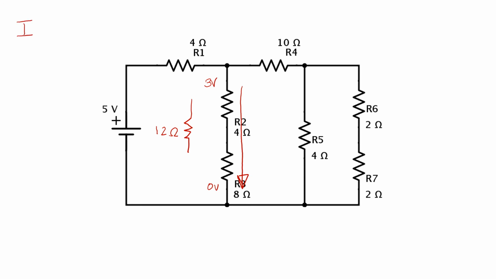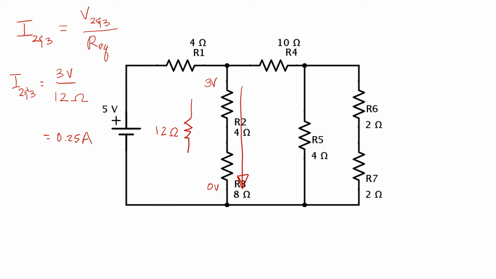The current through 2 and 3 is equal to the potential drop across 2 and 3 divided by the equivalent resistance of 2 and 3. So the potential drop, we said that is 3 volts, and the equivalent resistance is 12 ohms, and so I get 0.25 amps for the current through this piece that I've marked with the red arrow.